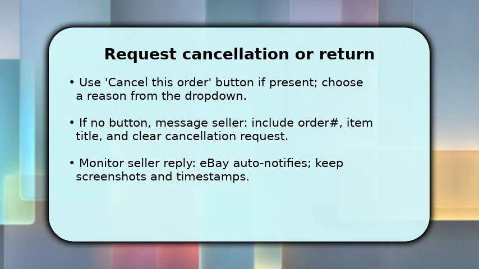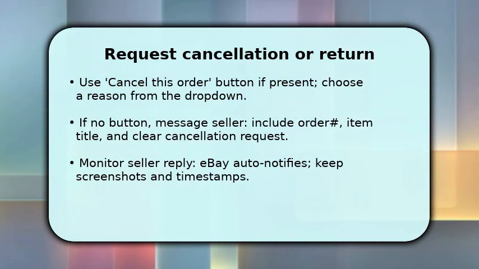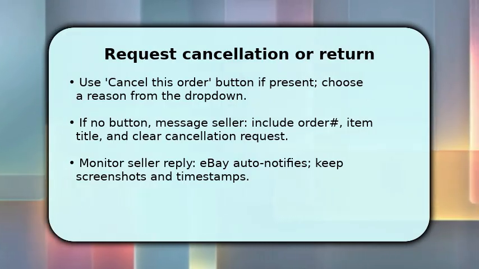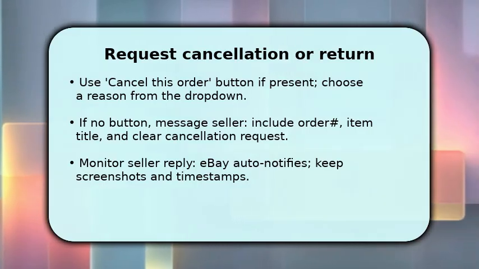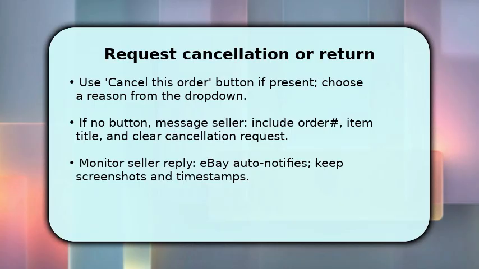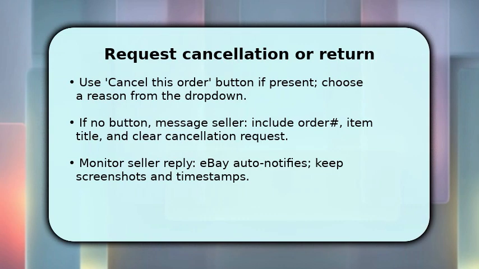Write the order number, item title, and a clear cancellation request. Explain why and ask for confirmation. That encourages a quick accept. Once requested, watch messages and your email for the seller's response or eBay updates. Make sure to preserve screenshots and timestamps in case you need them.